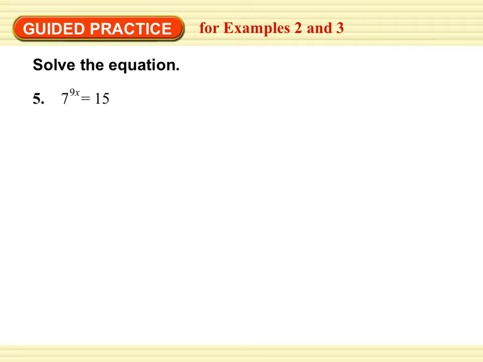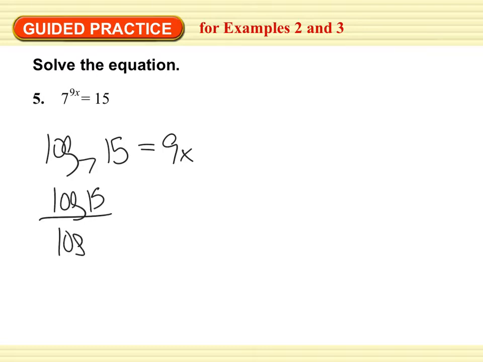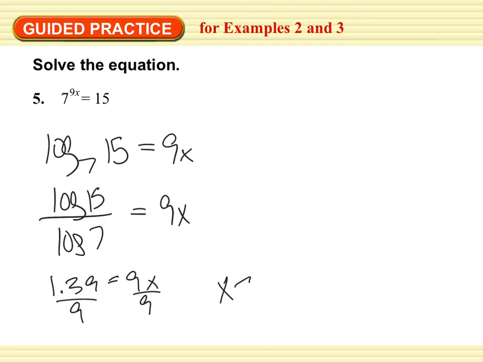Okay, same format. I'm going to do log base 7 of 15 equals 9x. Change of base. Log of 15 over log of 7 equals 9x. Okay, let me grab a calculator. So log 15 divided by log 7 is about 1.39. That equals 9x. Now we divide both sides by 9, and we get x is approximately 0.155.